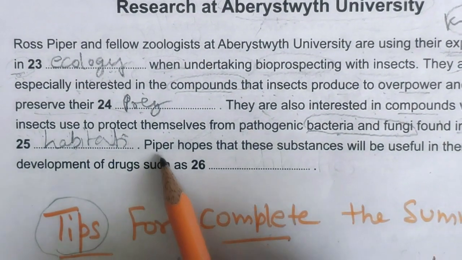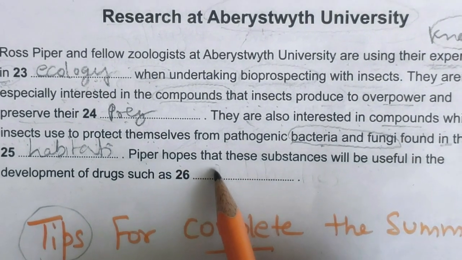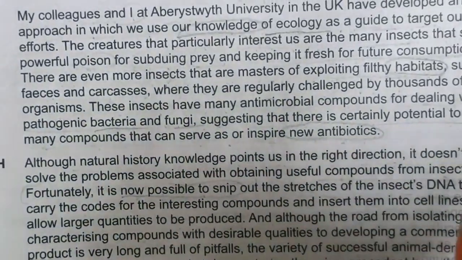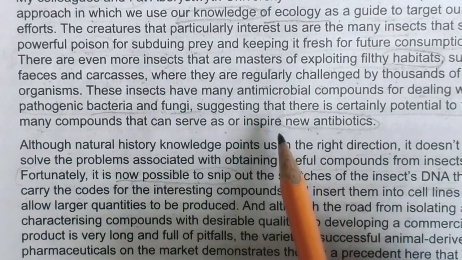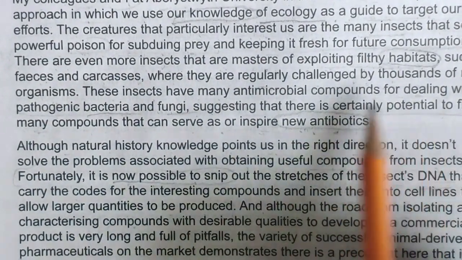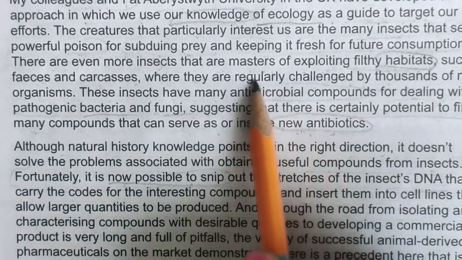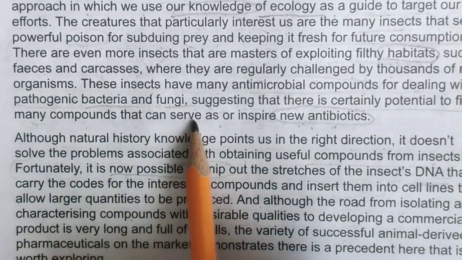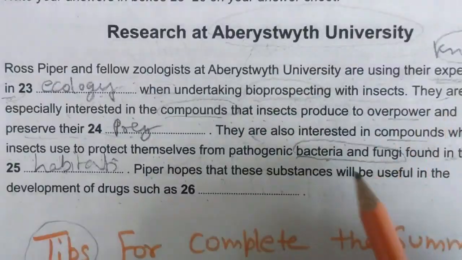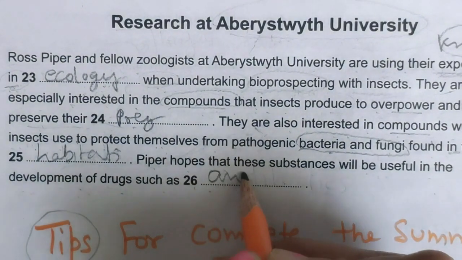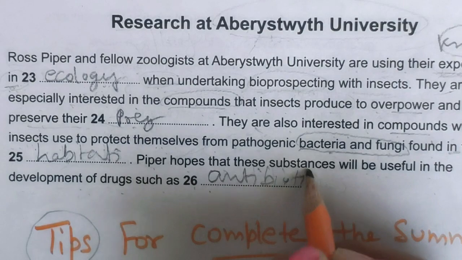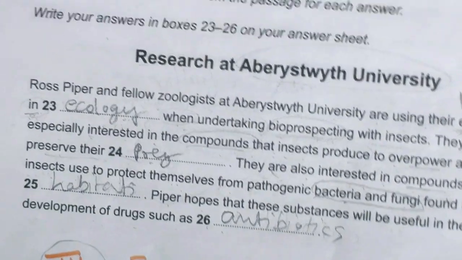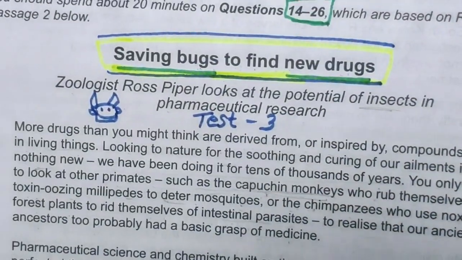Habitats, yes. Now next is Piper hopes that these substances will be useful in the development of drugs such as, now they are talking about these drugs. So inspire new antibiotics. So these insect antimicrobial compounds for dealing with these bacteria. There is potential to find many compounds that can serve as or inspire new antibiotics. Now you have to use this knowledge from your own antibiotics. Now I have completed this reading. Which one? Saving bugs to new drugs.